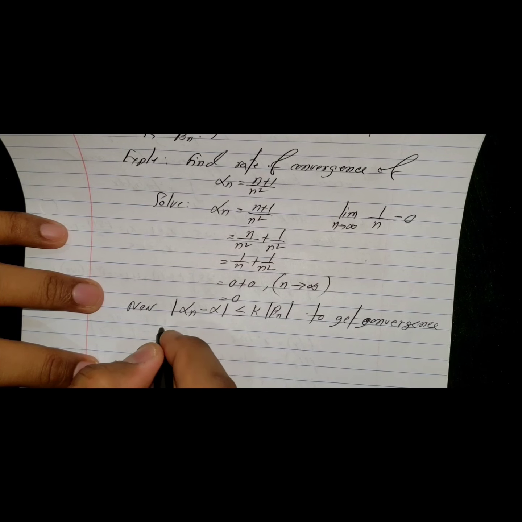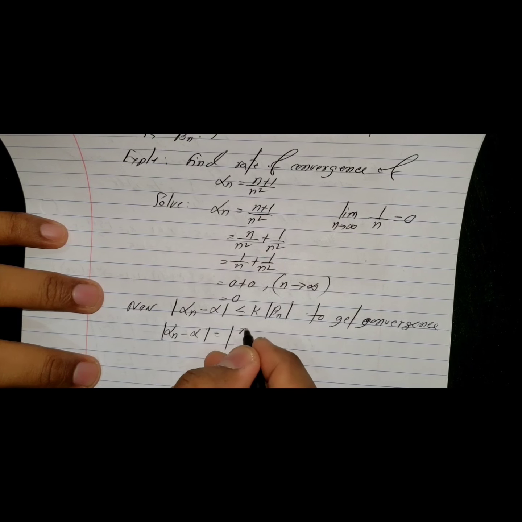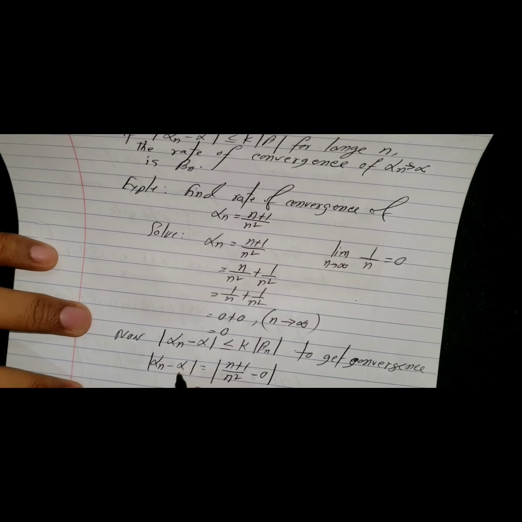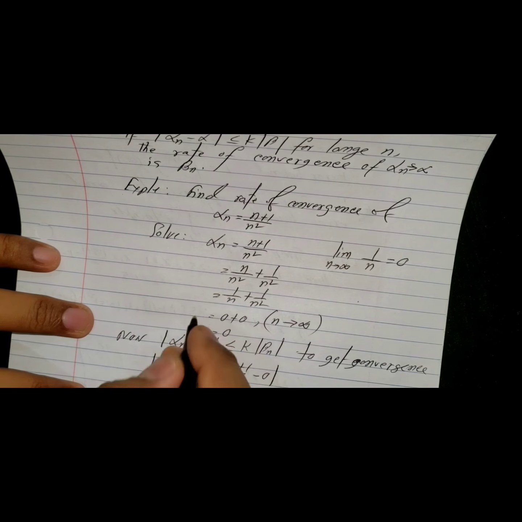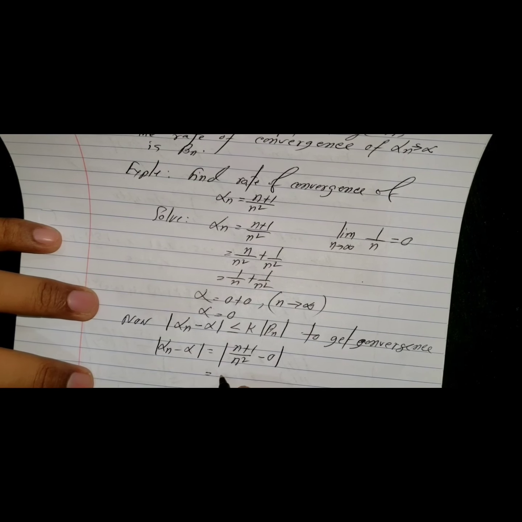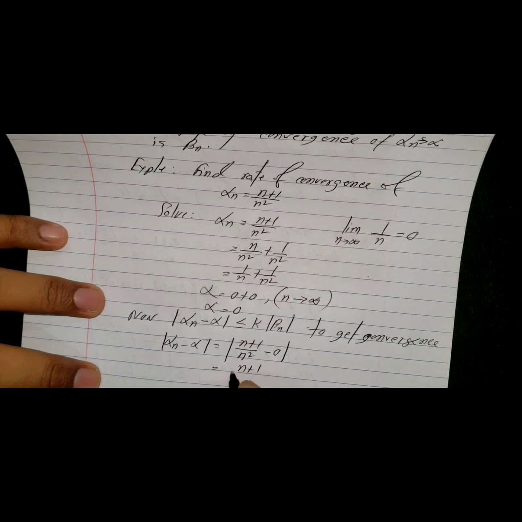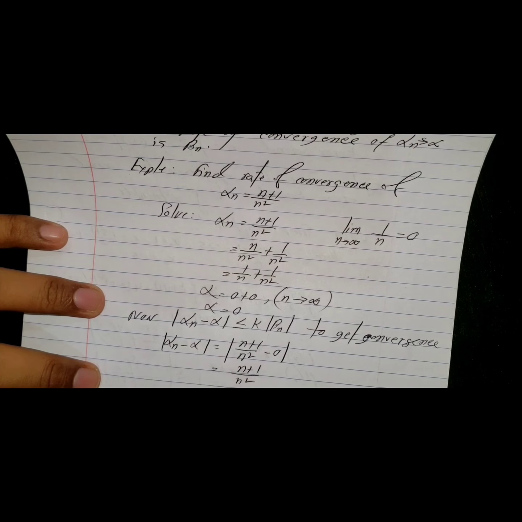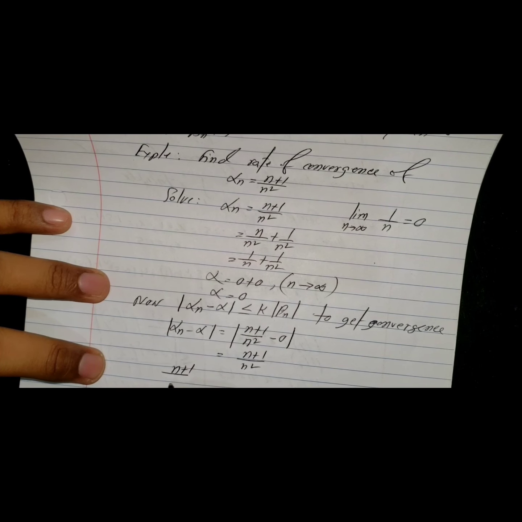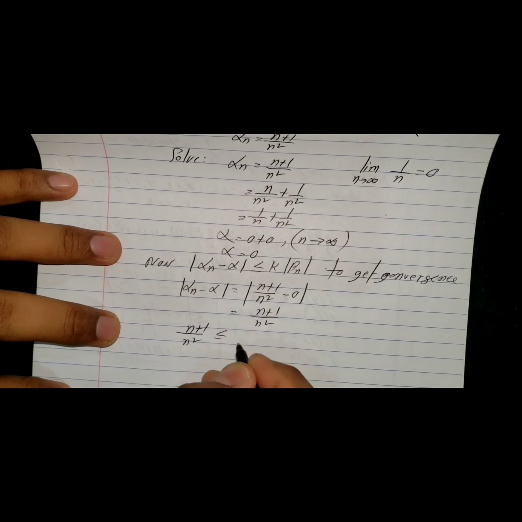So to find that, let's take alpha n minus alpha, which is the absolute value of n plus 1 by n squared minus 0, because our alpha n is n plus 1 by n squared, and alpha is 0, what we found here. So alpha is 0 here. Now if you simplify, that gives you n plus 1 by n squared. So our alpha n minus alpha is n plus 1 by n squared, and that needs to be less than beta n.